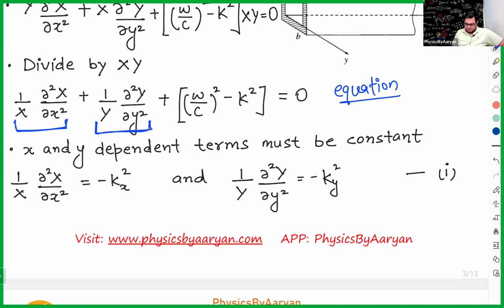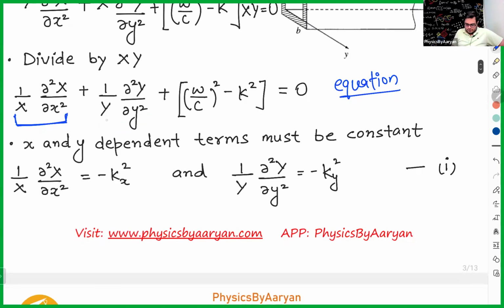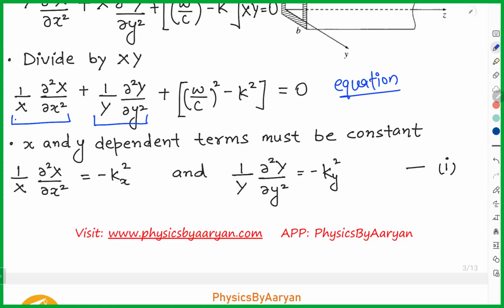Anyone? Any guess? So what I'm trying to say is that this thing is also constant and this thing is also constant. Although it contains x and y, the first term is only a function of x and the second term is only a function of y, and they equal some constant. So both of these terms must be constant. Yes. So maybe it does not make sense to all of you.